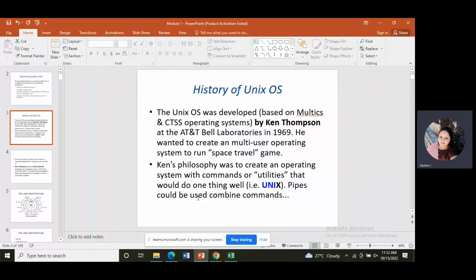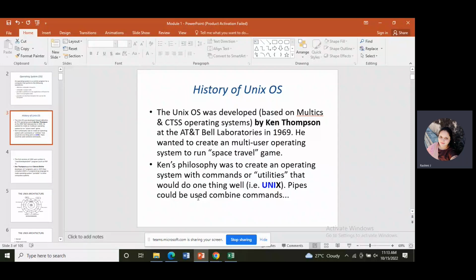There is also the kernel present. The kernel is the main part of Unix, the main part of the operating system. Just as the operating system is important for a computer, the kernel is an important part of the Unix operating system. Here the operating system, what will it do?